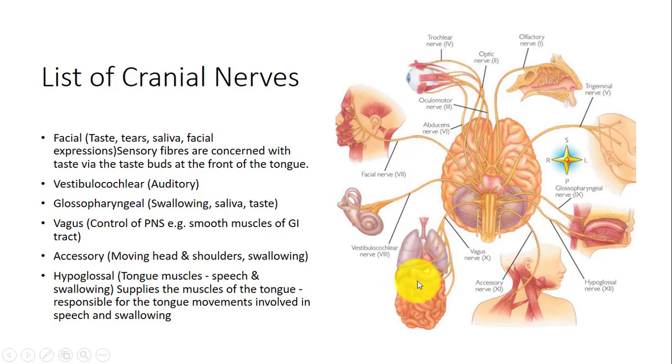Then after that, you have the accessory nerve. So you have accessory muscles, which are the muscles that we're concerned about if patients are in respiratory distress. And then you have the accessory nerve, which controls those muscles. So if you see over here, stretching down here, the accessory nerve, which is nerve number 11.